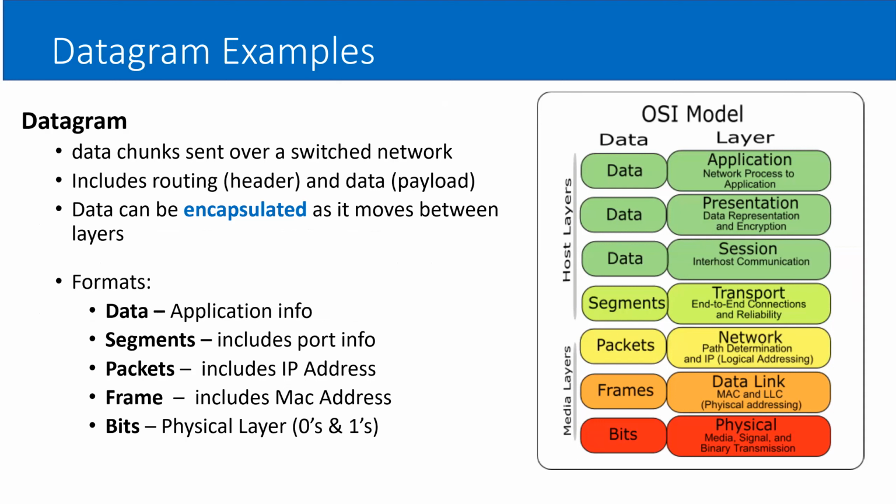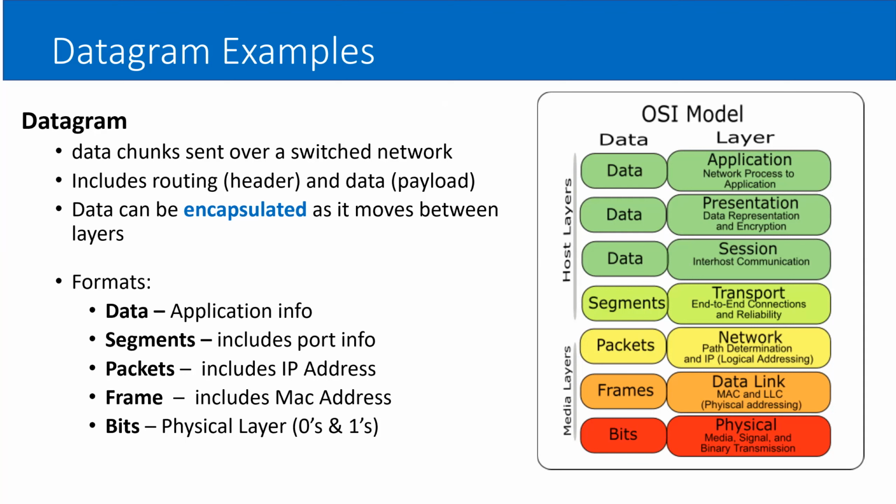The IP address is included on a packet. Then it becomes a frame, and you add the MAC address. And finally, it has bits and bytes. That's the physical layer. That's the actual binary data that is going to the printer.